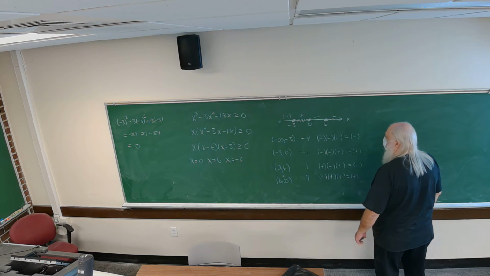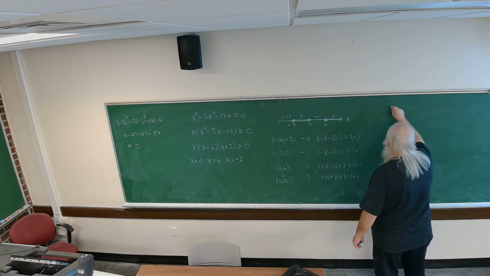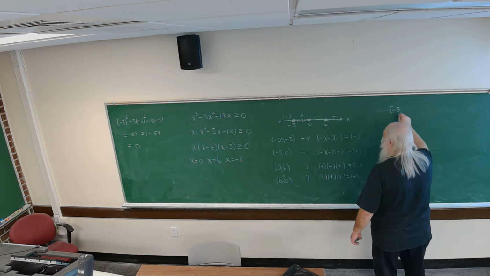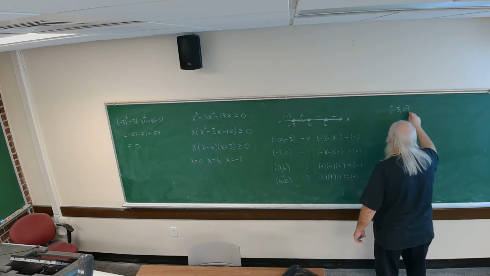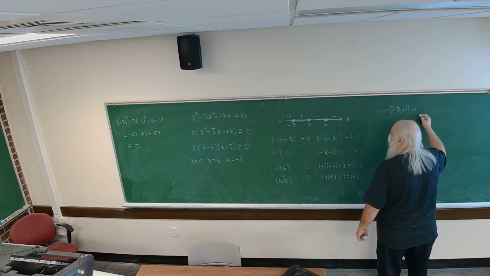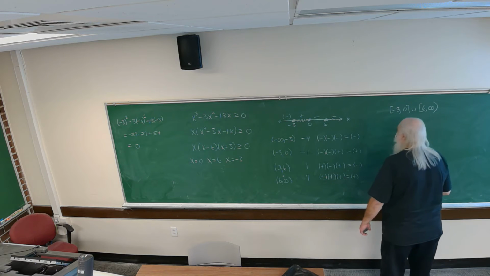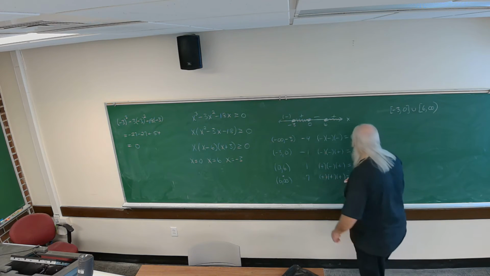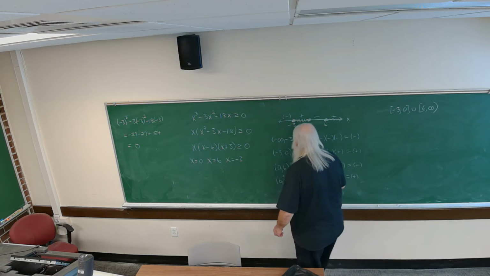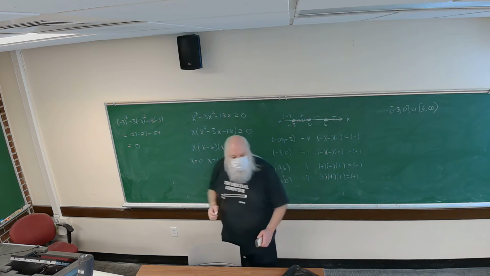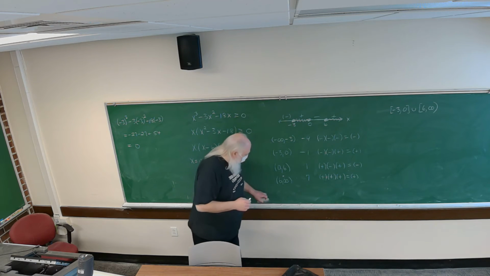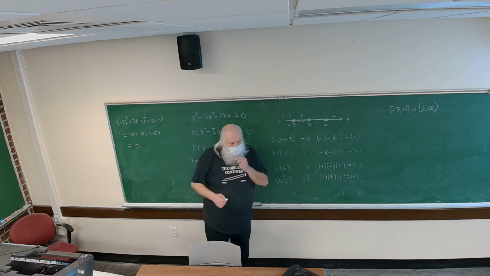So our solution to this problem is all the real numbers from -3 to 0, plus all the real numbers greater than or equal to 6. Okie dokie?